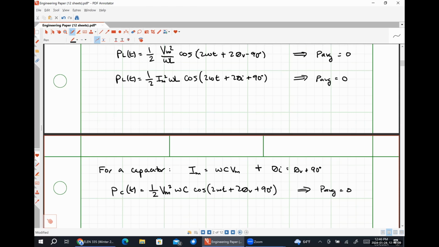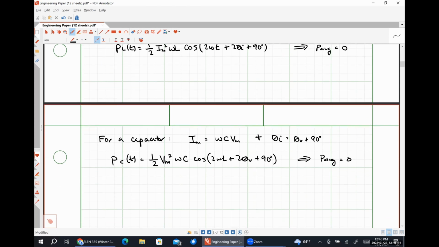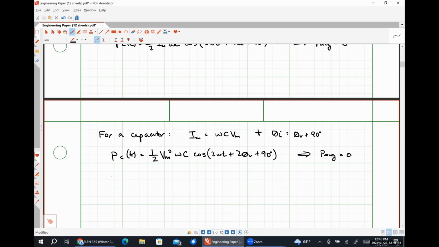C for a capacitor. And in terms of our current, this is going to look like 1/2 Im squared divided by omega c times the cosine of twice omega t plus twice theta I minus 90 degrees. And once again, our average power will be 0.